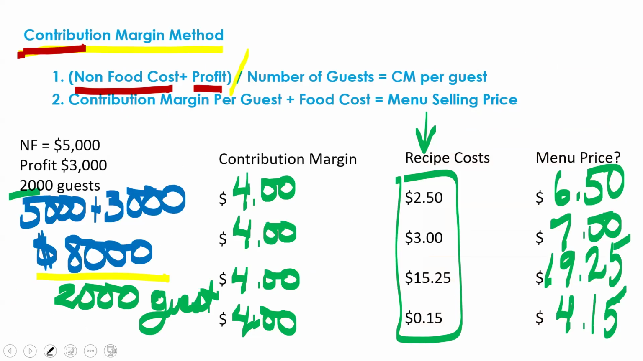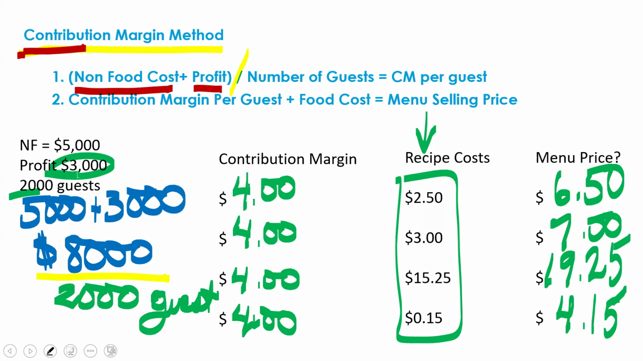Now, in this case right here, as long as we had 2,000 guests, we would meet that profit goal because we're taking into account that $4, okay? Questions, comments, concerns about factor, contribution, or food cost percentage?